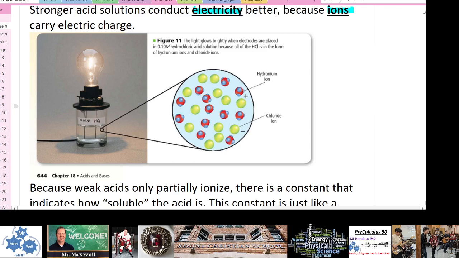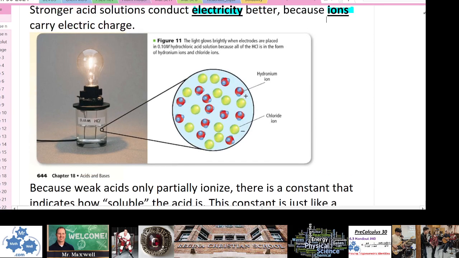So there's electric potential and things like that we'll talk about in later units. But basically, electricity is allowed to flow through solutions that are electrolytes that conduct electricity, because the ions carry the electrons along and they aren't inhibited that way. So yeah, strong acid solutions conduct electricity.